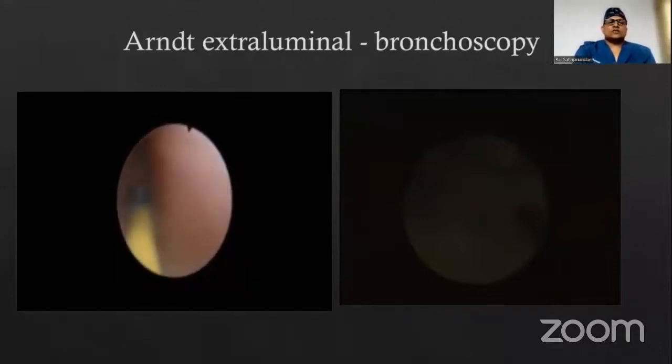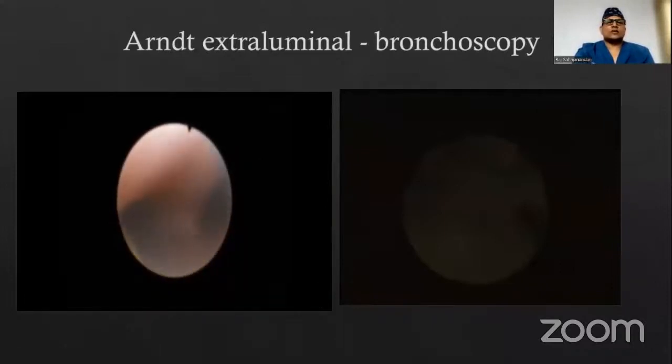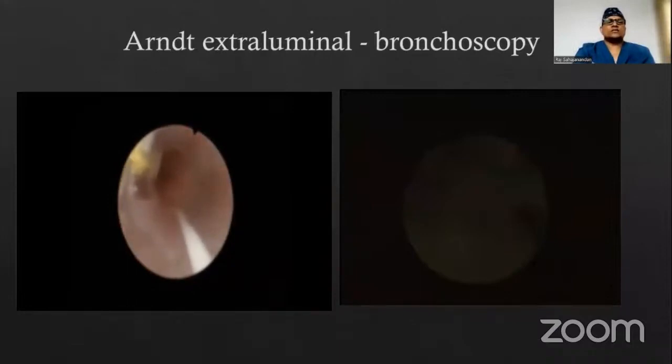is done, I will slowly withdraw it so that I can see the blocker here, come back and see the primary carina. So here again, it's important to have a very good understanding about the anatomical orientation. Once this is done, I will leave the blocker there and advance the endotracheal tube with the help of a direct laryngoscope. Okay, so because my endotracheal tube was already railroaded, I could do it like this.